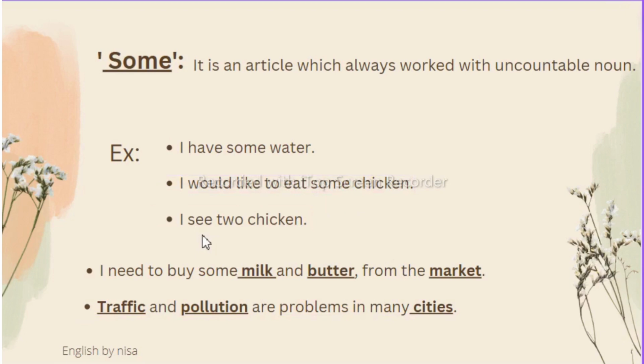Now let us see this example: I see 2 chicken. Here chicken is a countable noun because in the previous sentence chicken is food, but in the last sentence chicken is an animal. So the animal is a countable noun. Chicken as food is an uncountable noun, but chicken as an animal can be counted. Now these 2 questions: I need to buy some milk and butter from the market. Traffic and pollution are problems in many cities. For these 2 questions, you have to answer me in the comment box, whether they are countable or uncountable nouns.